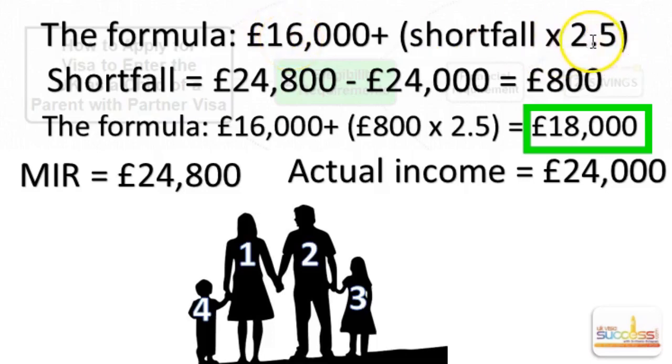You have to remember that the 2.5 and the £16,000 will always be constant in these calculations, so it will always be the same. The shortfall may be different, but the £16,000 and 2.5 will always be the same. And this is how much in savings the partner and the applicant will need to show they have in order to succeed with their application.